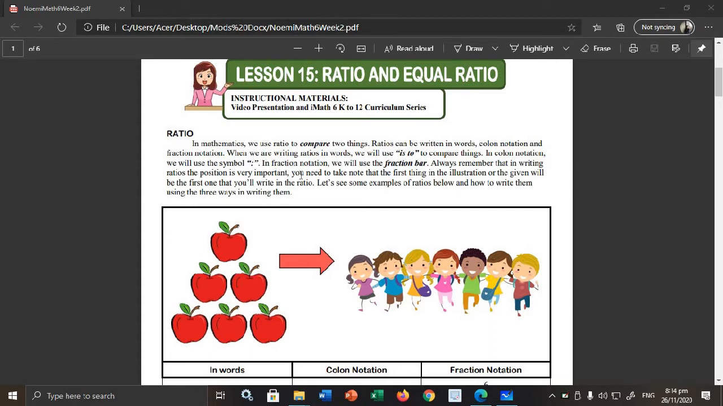And when it's fraction notation, of course, we will use the fraction bar. In short, it is just like writing fractions. So always remember that when we write a ratio, the position of the two things that you are comparing is very important. Whoever comes first is the one you write first in the ratio, and whoever comes next is the one you write next. So, positioning in ratio is very much important.